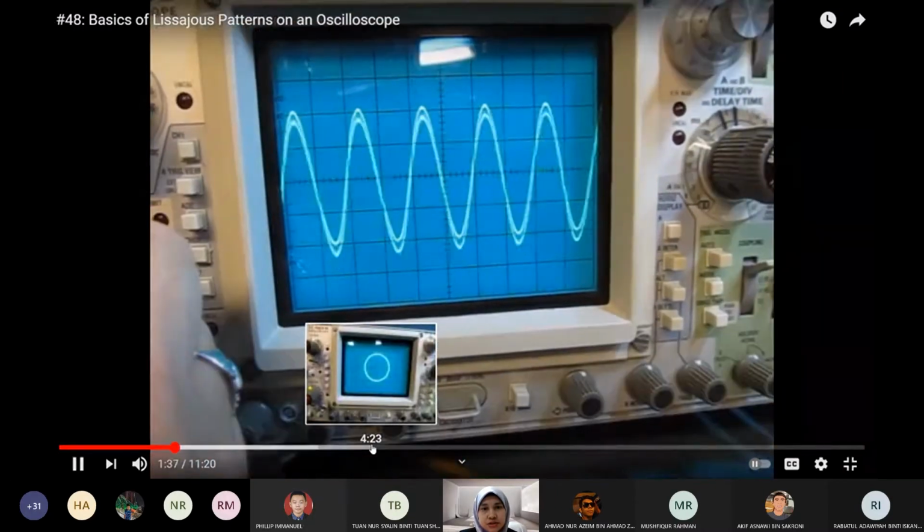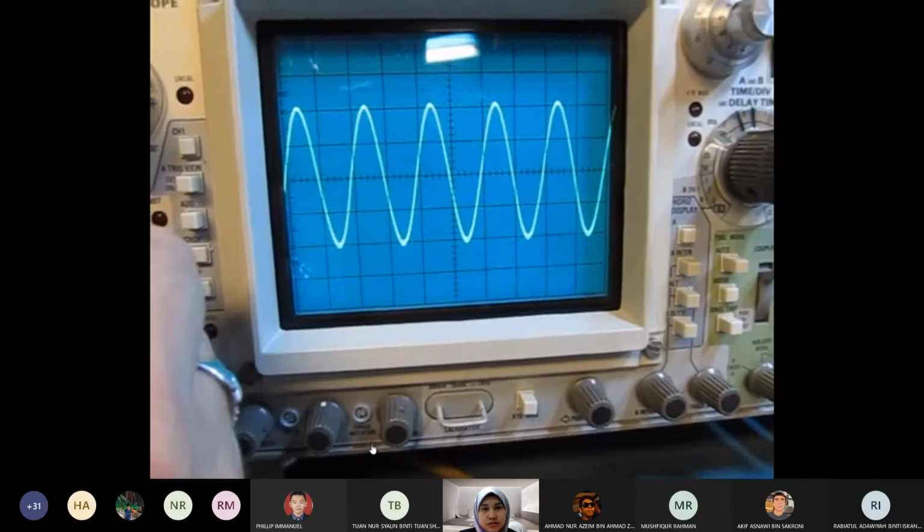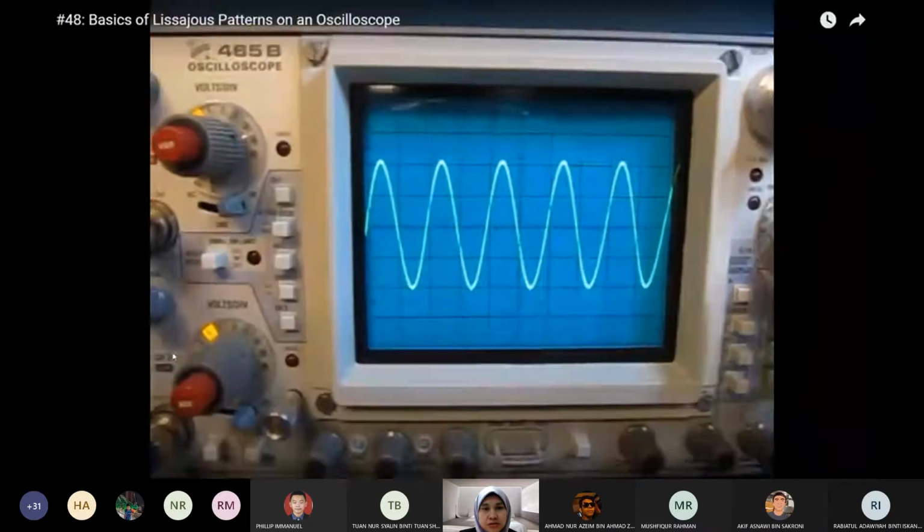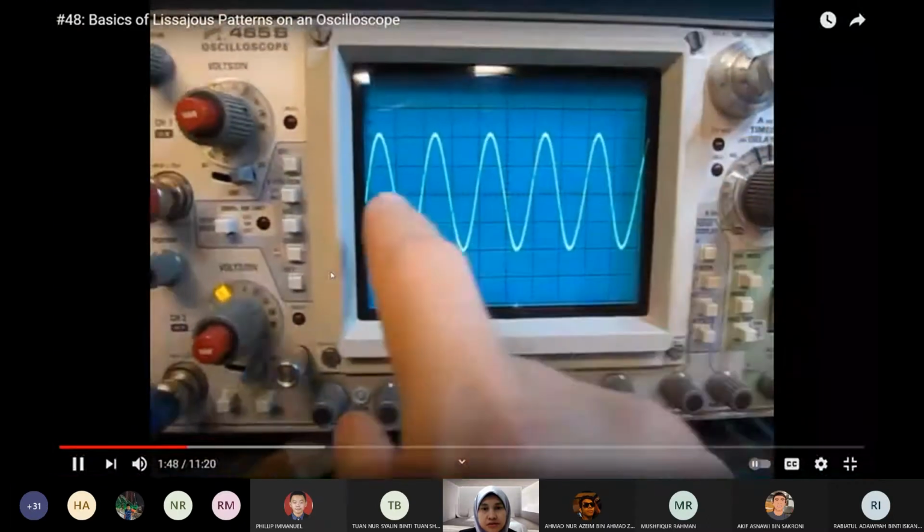Actually there are two signals, but because they are in phase, the phase shift is equal to 0, so it is redundant.